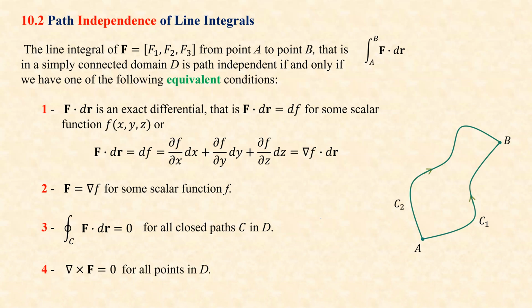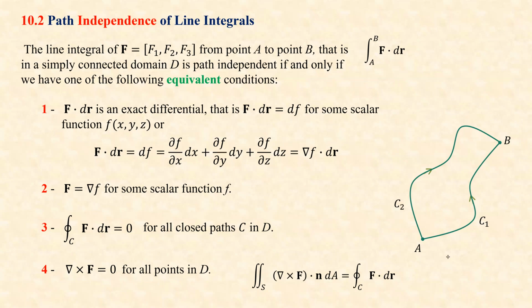And then another condition is this one: curl of f is 0. It means that if curl of f is 0 for all points in the domain D, then the line integral is path independent. How is that possible? What does curl have to do with path independence? We are not going to fully understand this until we get to the end of this chapter, where we discuss this formula, which is the Stokes theorem.